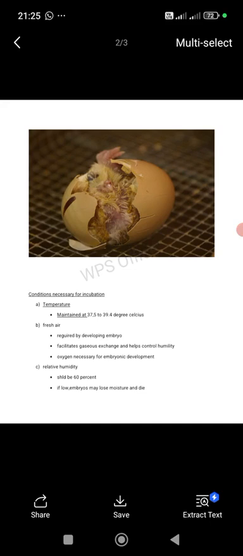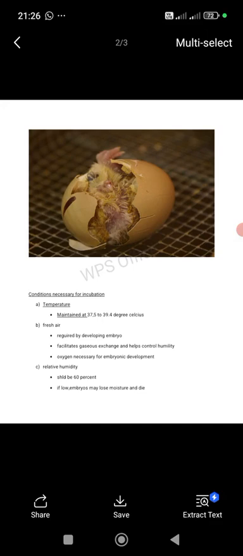Temperature in an artificial incubator should be maintained at 37.5 degrees Celsius to 39.4 degrees Celsius. Lower or higher temperatures will kill the developing embryo. So we mean if the temperature is below 37.5 degrees Celsius, it will kill the embryo. And also if the temperature is higher than 39.4 degrees Celsius, it can also kill the embryo.